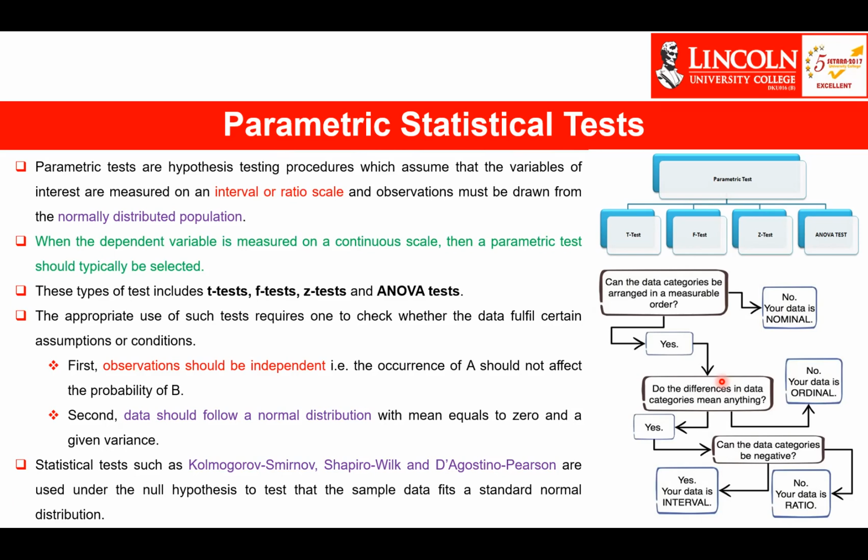Statistical tests such as Kolmogorov-Smirnov, Shapiro-Wilk, and D'Agostino are used under the null hypothesis to test that the sample data fits a standard normal distribution. Meaning that to test for normality, these are the tests that we use. You can use Kolmogorov-Smirnov, popularly known as the KS test, or you can use Shapiro-Wilk, or you can use D'Agostino. These three tests can be used to test for normality. We are going to use them on SPSS because it is easier on SPSS.